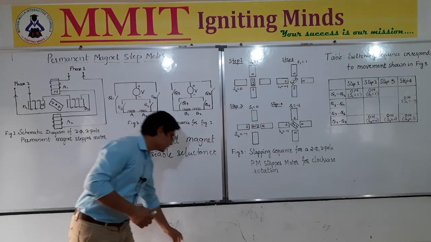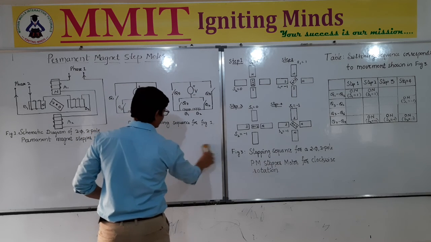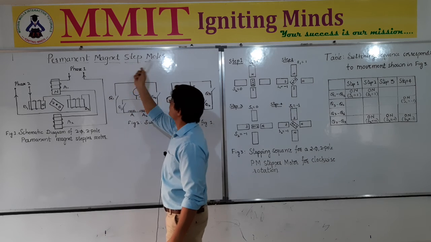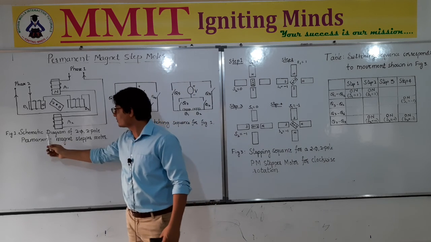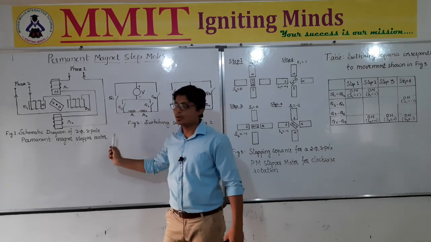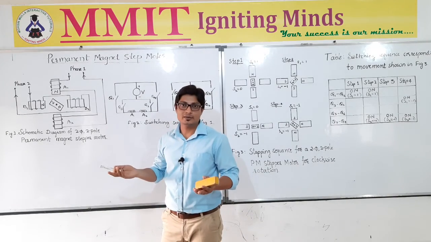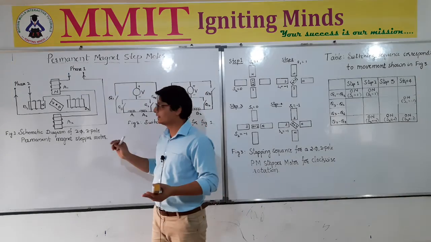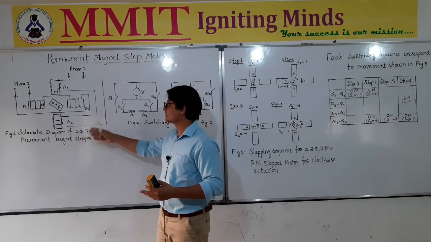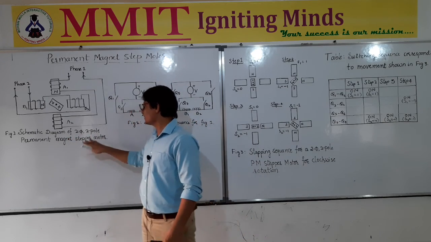Okay, so now let us begin with the construction of the permanent magnet step motor. Here I am going to consider specifically a two phase, two pole permanent magnet stepper motor. The permanent magnet can also have multiple poles, it need not be only two poles. It can have multiple poles depending upon the requirement, but for our principal understanding we are going to consider a two pole and two phase permanent magnet stepper motor.